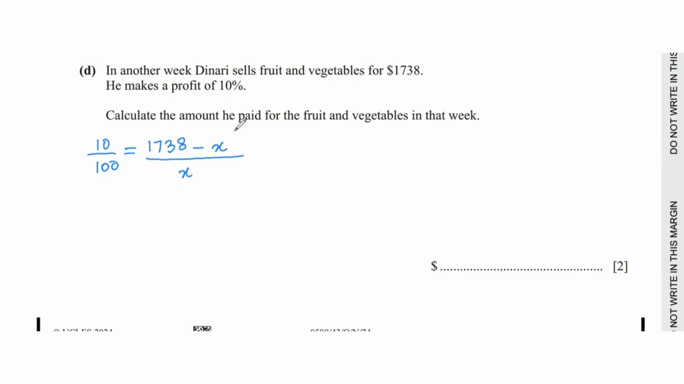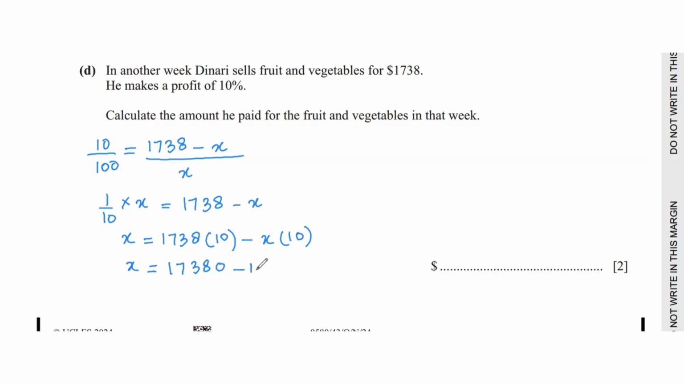Same formula, but now we're finding the cost price, not the profit. So this is 1 over 10 times X, cross multiply, equals 1,738 minus X. So X equals 1,738 times 10 minus X times 10. 17380 minus 10x, take the 10x to the other side. So 10x plus x equals this.